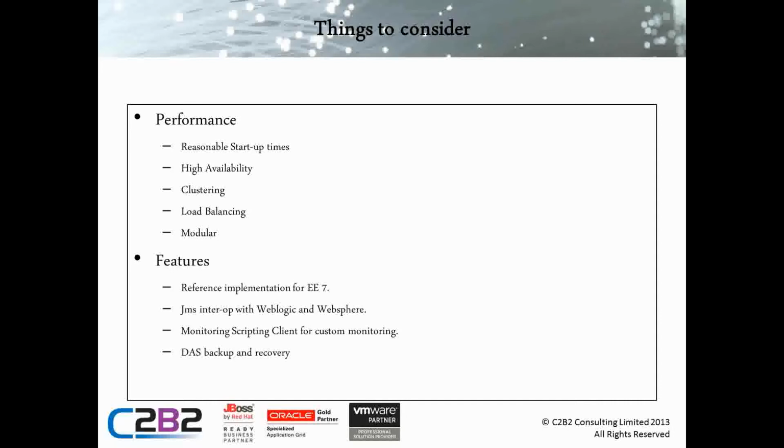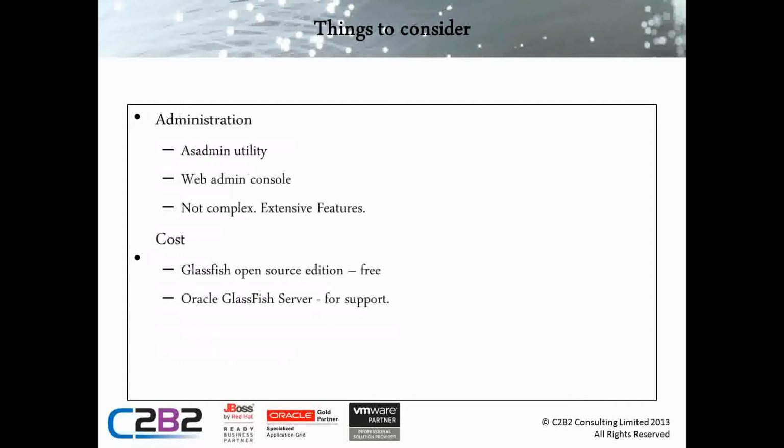Looking at some of the features of GlassFish server, new features are always nice to have. And again, each application is different. So there's no one particular application server that will probably give you all the features that your application needs. So you'll have to pick and choose the right one for you. GlassFish, again, is a reference implementation for EE7. So it's got all the new features of EE7. It's probably the only place where you can try it out right now. It's got JMS interop with WebLogic and WebSphere. It's got a nice little monitoring scripting client for custom monitoring, and also does domain administration server backup and recovery.